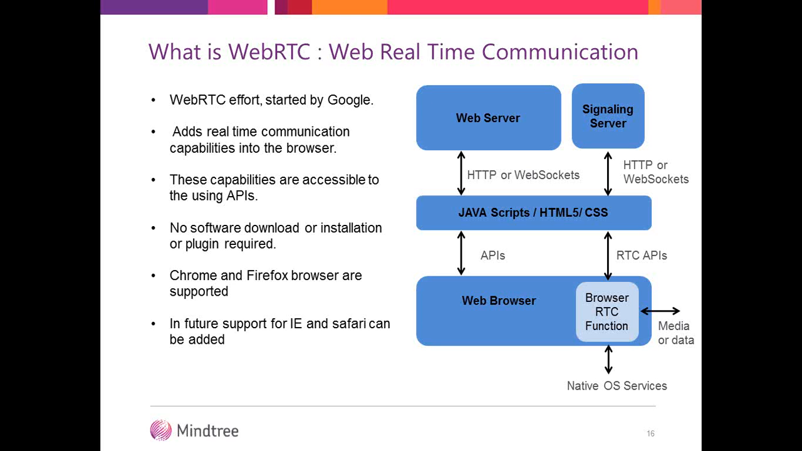So here you can see that the browser has a real-time component. These real-time JavaScript APIs can be used to communicate with this component. And the data transfer between browser and browser, or peer-to-peer, is going to happen on the real-time protocol, that is RTC or SRTP.